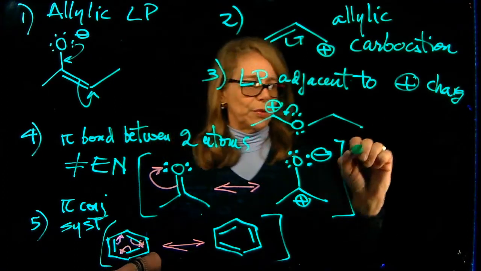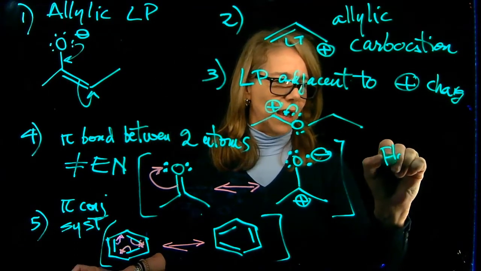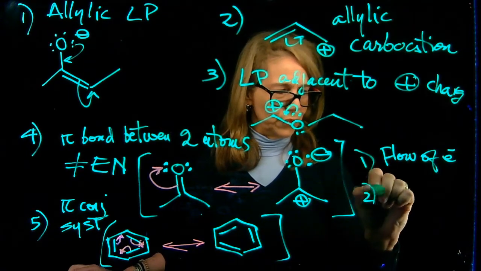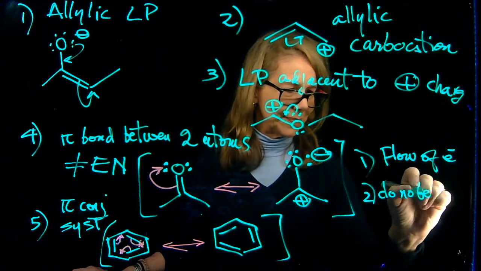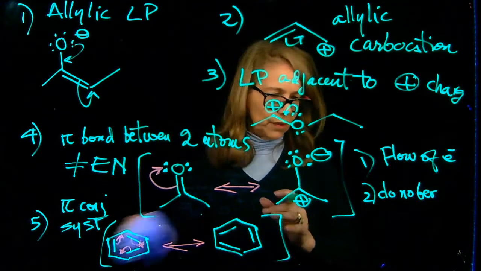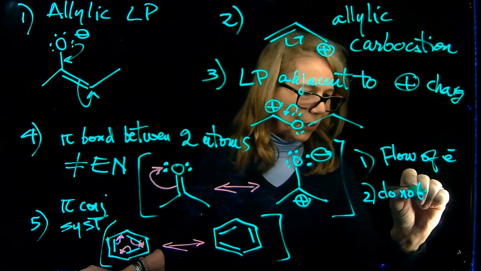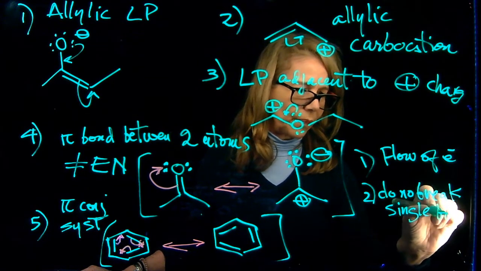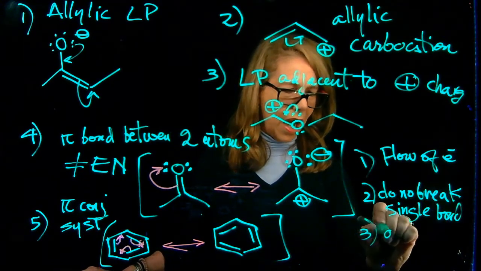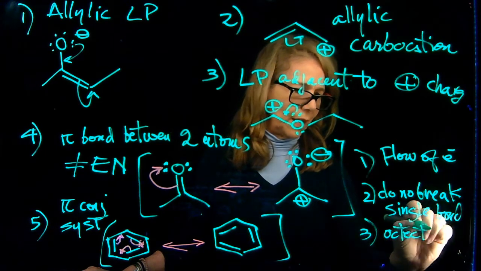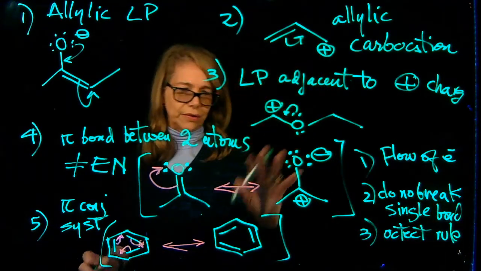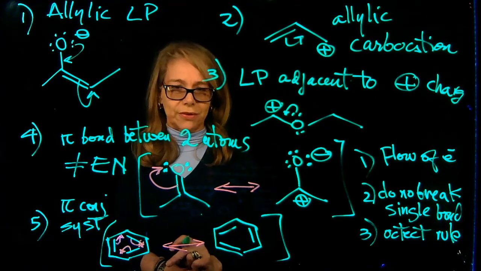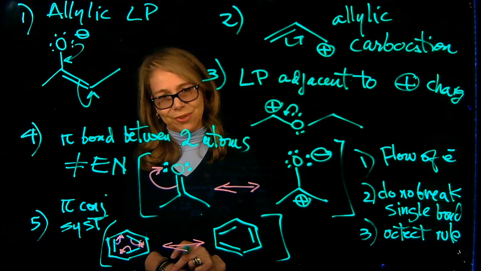So always remember, you're going to show the flow of electrons with the arrow. You do not break single bonds. And remember the octet rule. That's what we need to remember. Here are the patterns. And in another video, what we're going to do is apply all of that, recognize those patterns and draw resonance structures. Bye for now.